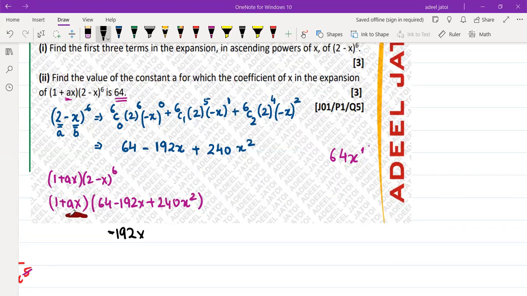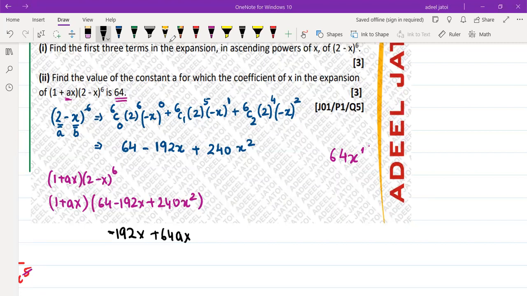Then can we see ax? If multiplied by 64, you will get 64ax. So that means 64a is the coefficient of x. So we write it down, which means this is plus 64ax. We will continue doing it. Ax multiplied by minus 192. So can you see x and x multiplied? You'll get x square, we do not need x square. Ax multiplied by x square will have x cube, we do not need x cube. So obviously we will not be writing this.